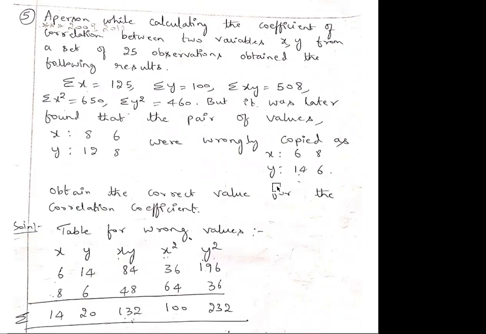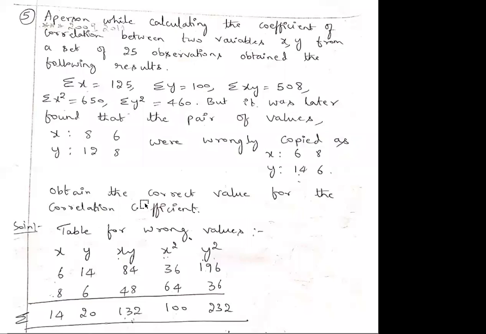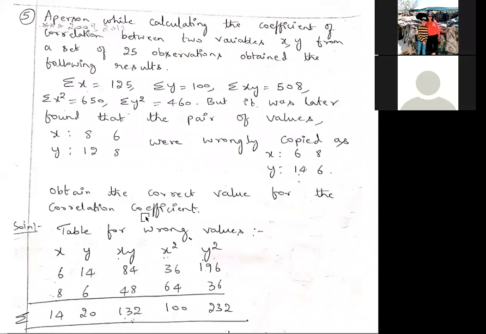Obtain the correct value for correlation coefficient. Okay, the problem is he had 25 observations, 25 values of x and y, and he has done all the summations. But when he was doing the summation, he has wrongly copied 8, 6 as 6 and 8. Because of that, some summations would have gone wrong. So first, what you should do is correct the summations, and then find out the correct value of correlation coefficient.